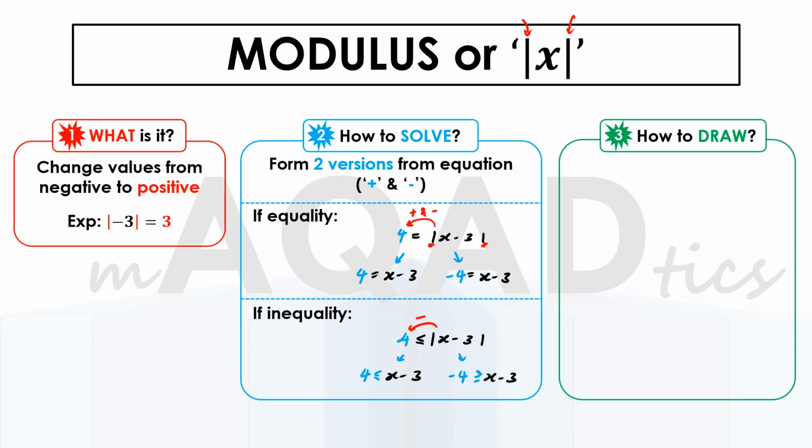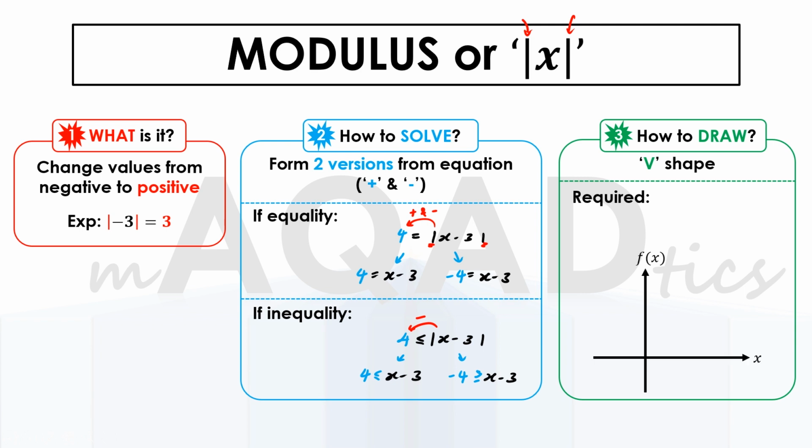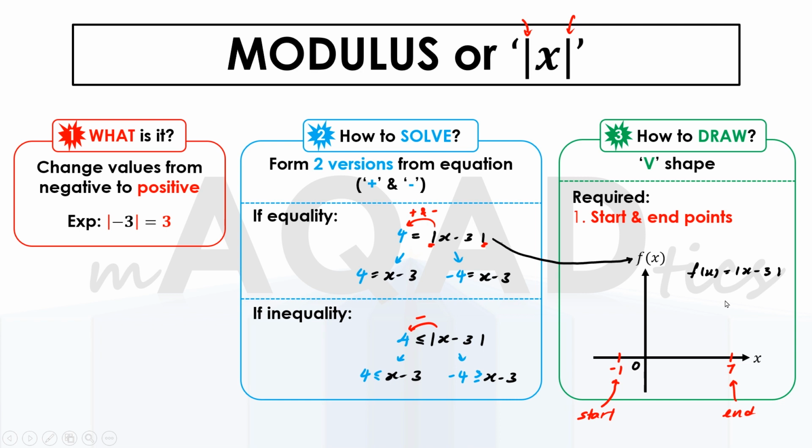So keep in mind that the shape of the graph would be a V shape always, right? So how do we draw this graph? So let me take modulus x minus 3 as example. Okay, so the first thing is we need to have the start and end points. So in the question, they will always give us the x coordinates for the start and end point. Okay, so let's say for this case it's -1 and 7. So now what we are looking for is the y coordinate, right, to find the point. So what we need to do is just substitute both -1 and 7 to the function.